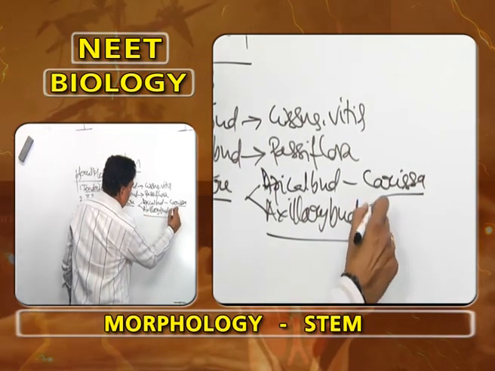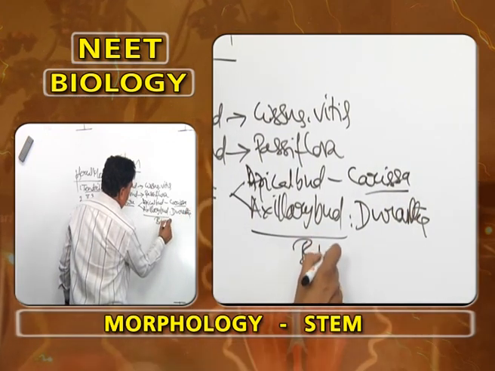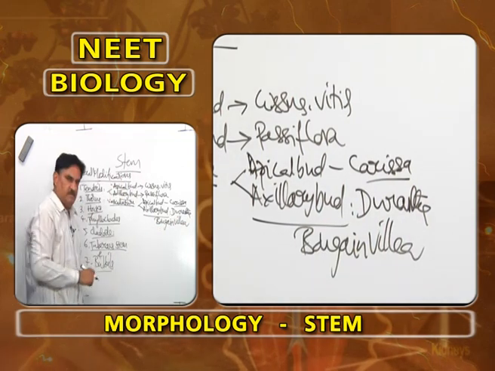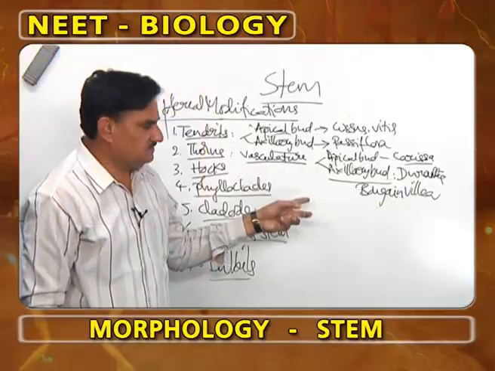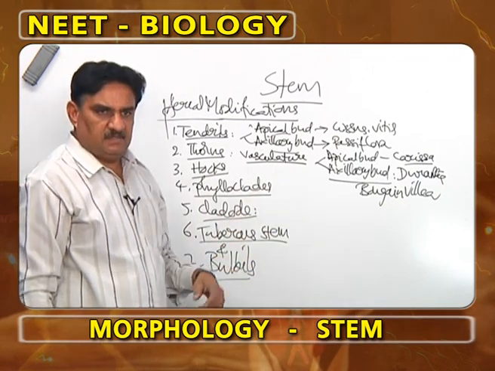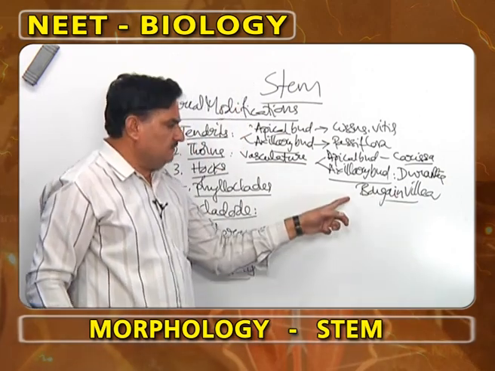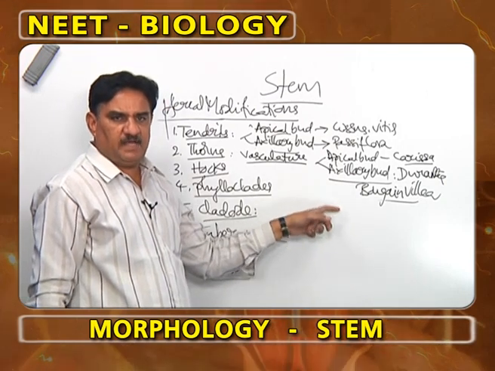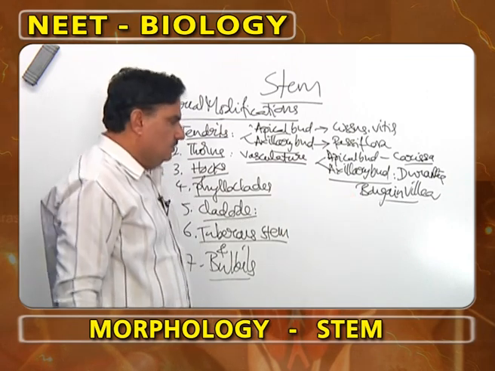Axillary bud becomes thorns in Duranta and Bougainvillea. The speciality of Duranta is that the thorn bears leaves and flowers. The special bit of Bougainvillea is that axillary buds are modified into thorns, but the thorns are slightly curved, hook-like thorns.